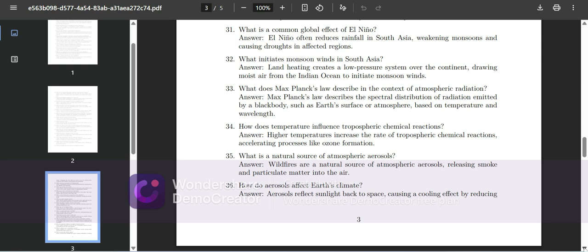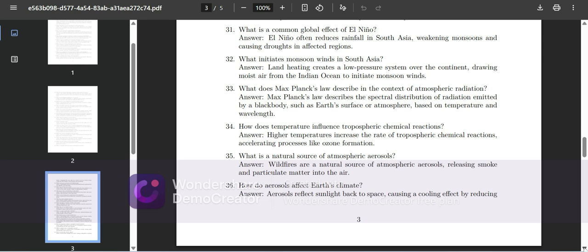Max Planck's law describes the spectral distribution of radiation emitted by a black body, such as Earth's surface or atmosphere, based on temperature and wavelength.